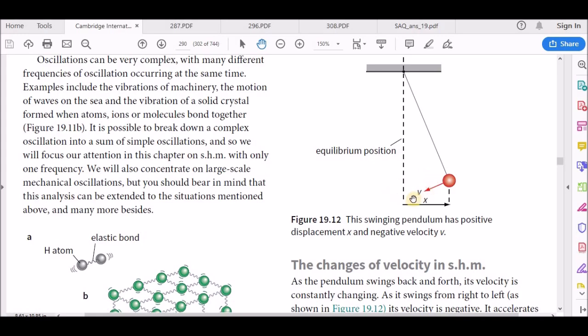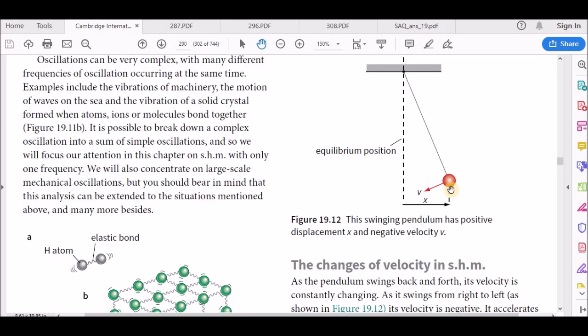Now if this pendulum was moving to the right of the equilibrium position and it is also moving upwards, moving this way, then the displacement is positive and the velocity also will be positive. In the beginning it's here and it goes like this. So as soon as it passes this equilibrium position, and if it's moving to the right, the displacement is positive and also the velocity is positive.